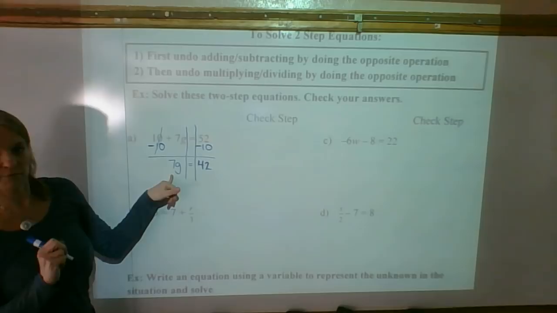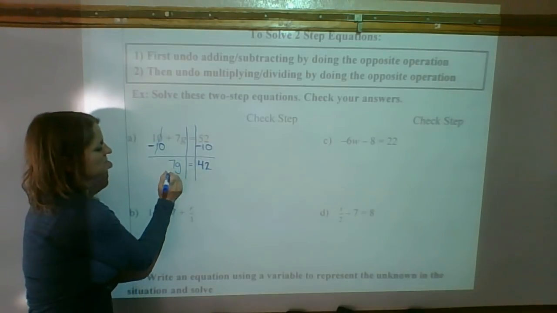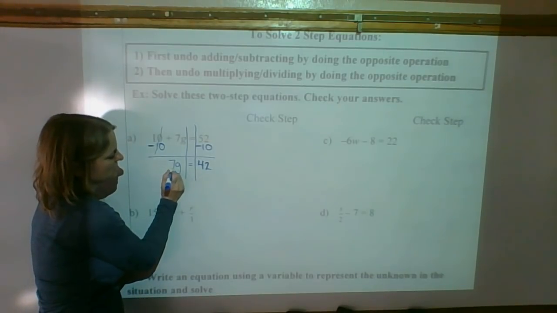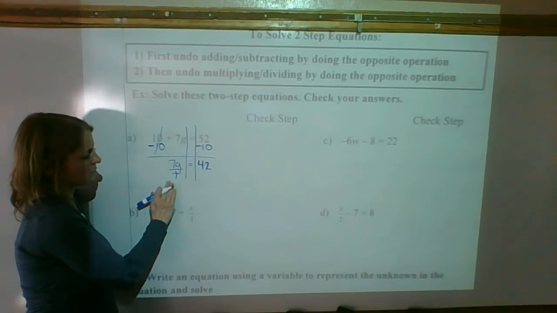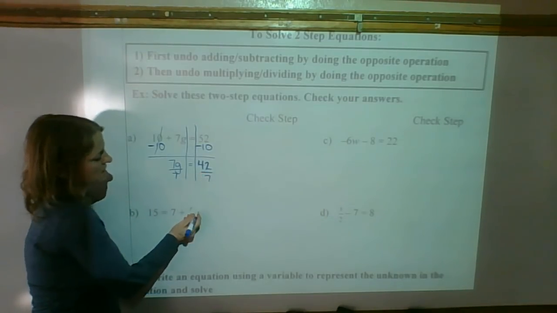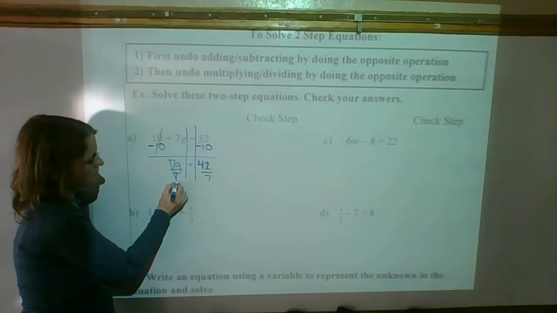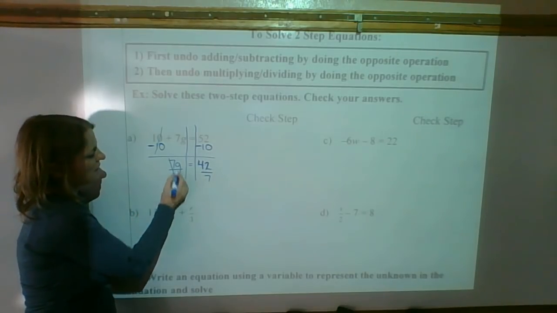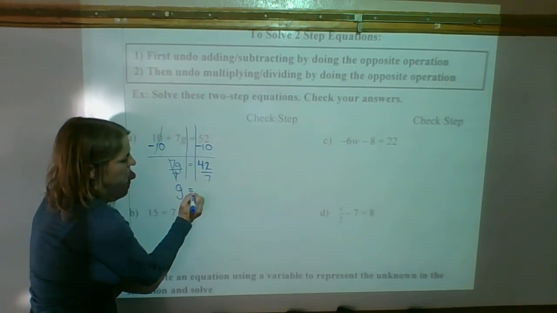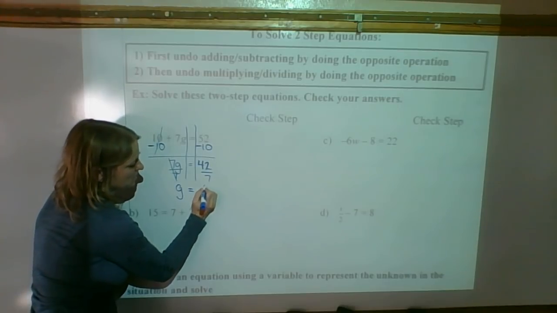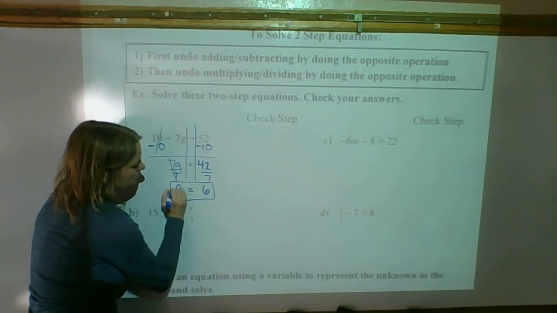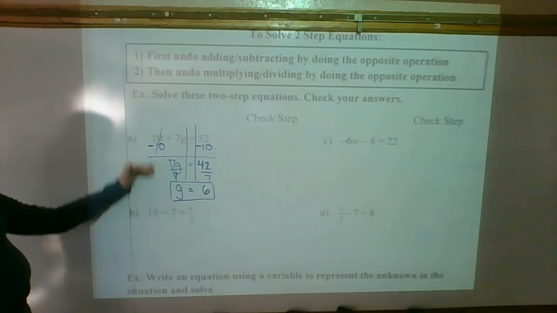So the opposite of multiplying would be? Divide. Divide. So instead of 7 times g, we're going to divide by 7. Again, what I do on one side, I do on the other side. So I divide by 7 on both sides. Those would cancel out, and that leaves you with g equals 42 divided by 7, which is 6. All right, so that's my first answer.